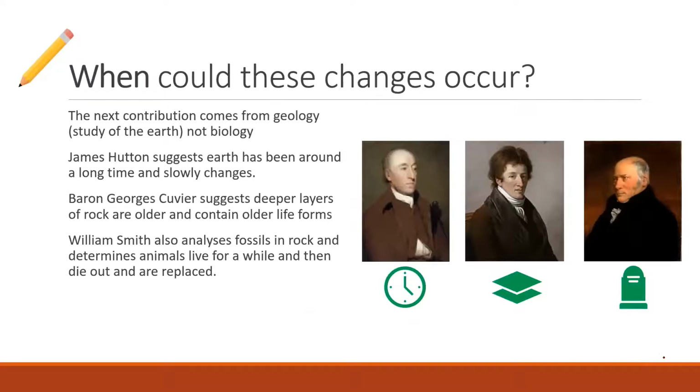When could these changes occur? If you stick with Erasmus Darwin's idea that you're changing, well, we need to have this time. You can't just change overnight. You can't just have a bird lay an egg and it turns into a chicken, or have a frog jump out of the water and turn into something else, like a crocodile. Those things don't just snap happen. So we needed more time.